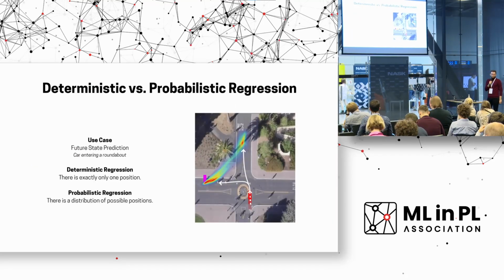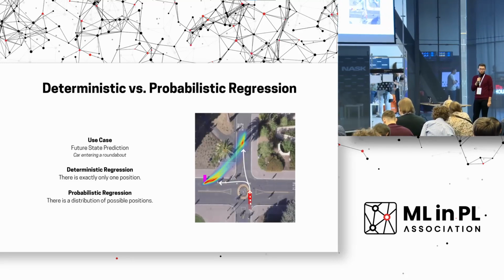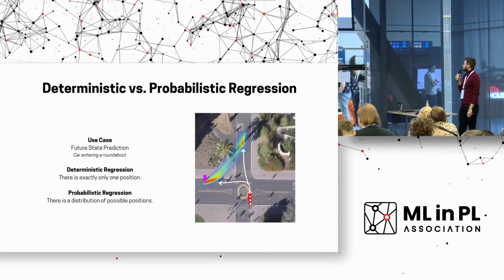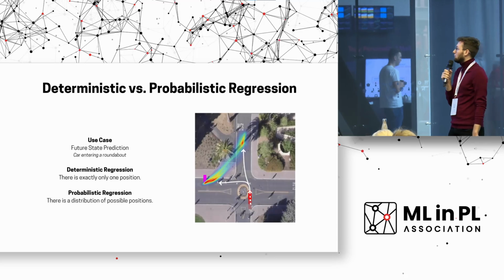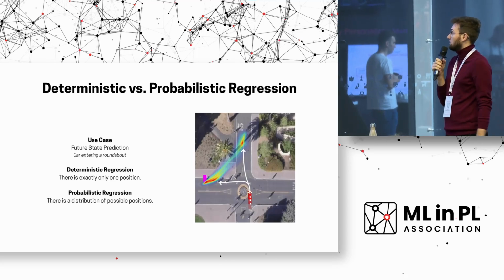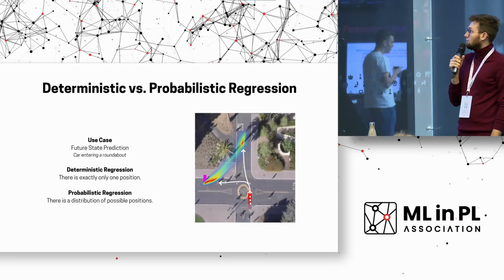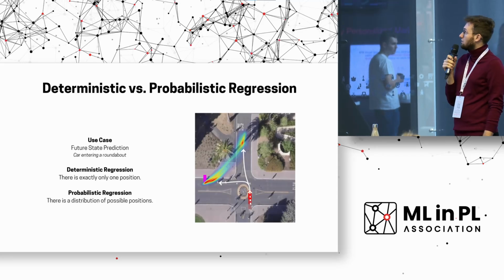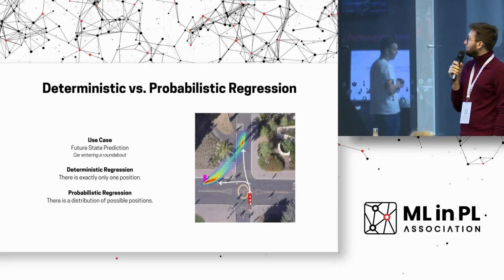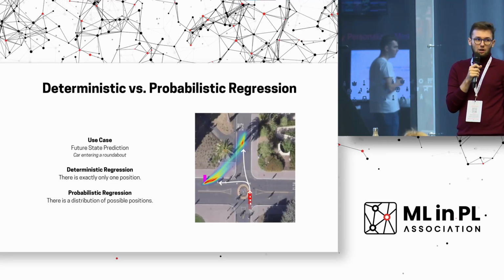So let's begin. Before we go into the details of the method, I would like to start with a short recap and discuss the difference between deterministic versus probabilistic regression, because maybe not all of you are familiar with this differentiation. So we'll start with the use case of future state prediction. Let's consider the case that a car is entering a roundabout, and what we want to predict is in which direction the car will go.